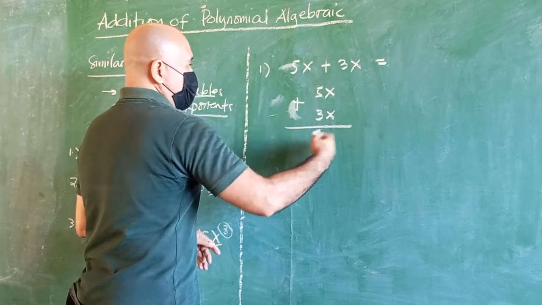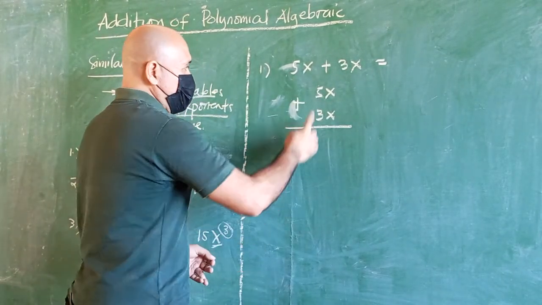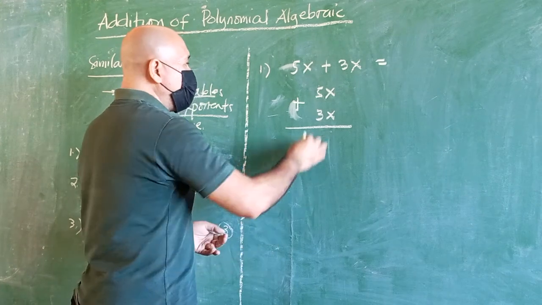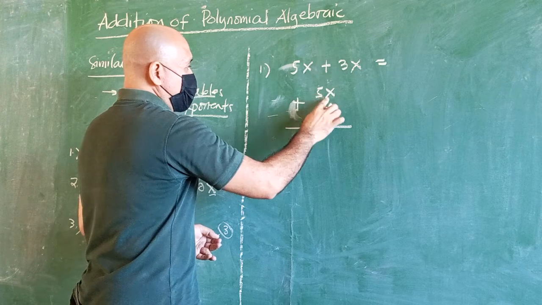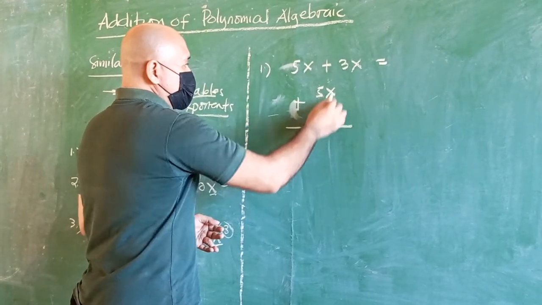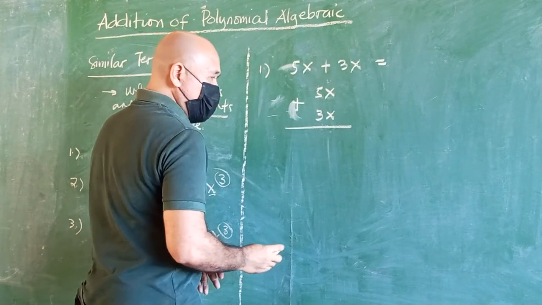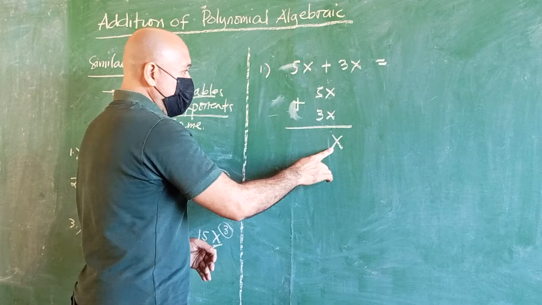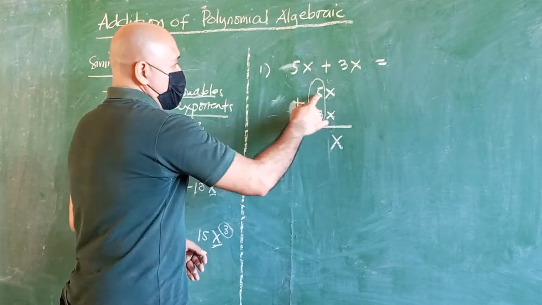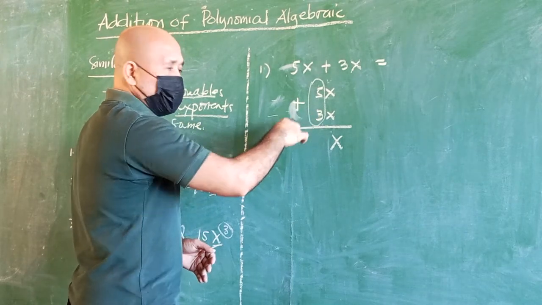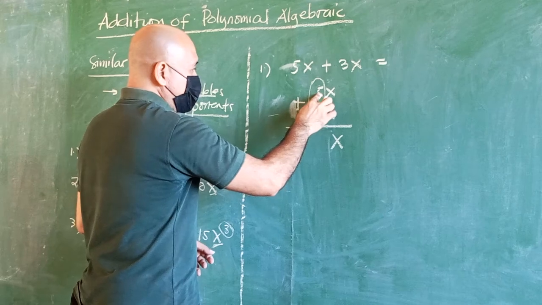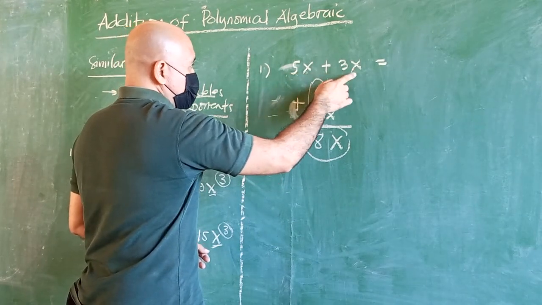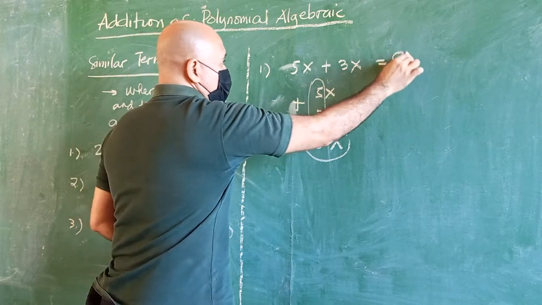Okay, so before you add algebraic expressions, you have to check if the given expressions are similar or non-similar terms. If they are similar, like 5x and 3x, since their variables and their exponents are the same, the first step is to bring down the variable and then add only the numerical coefficients using the idea of the addition of integers. So that means it becomes positive 5 plus 3, and the answer is 8. So therefore, when you add 5x plus 3x, the answer is positive 8x.